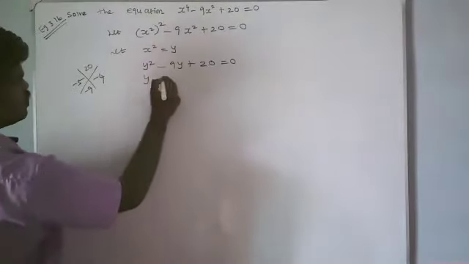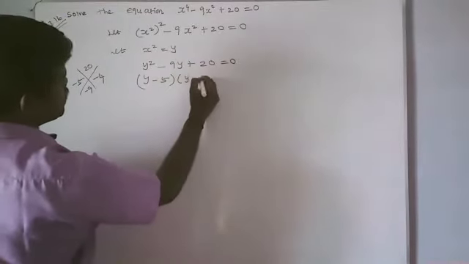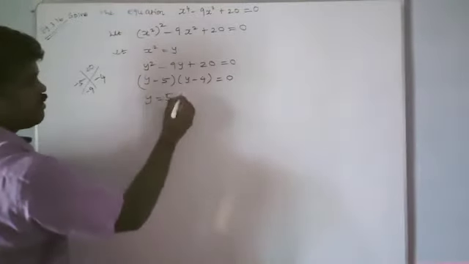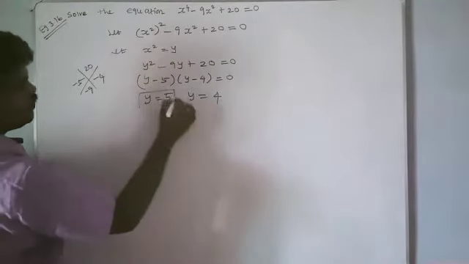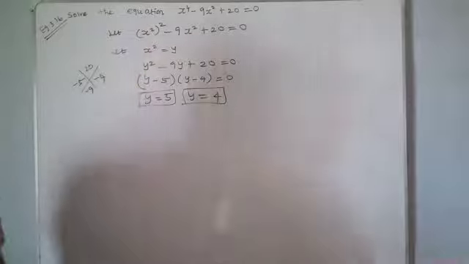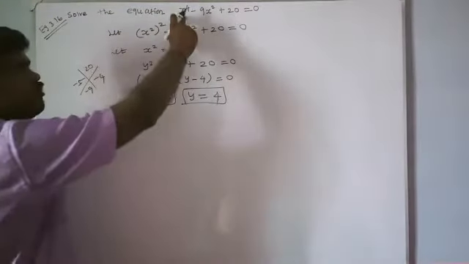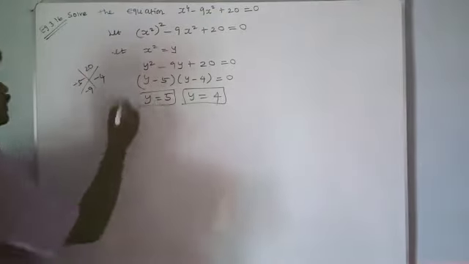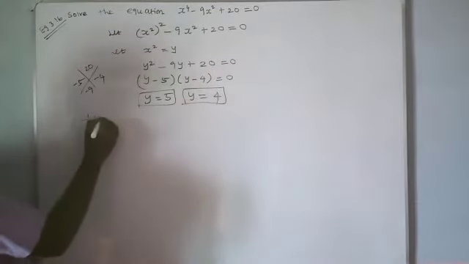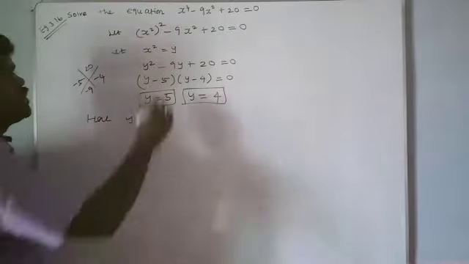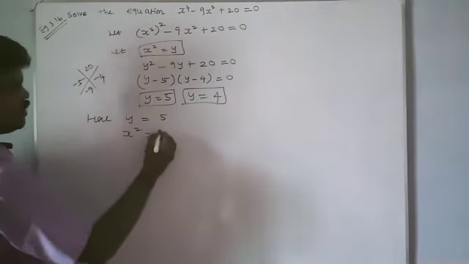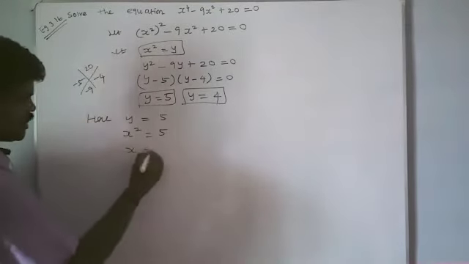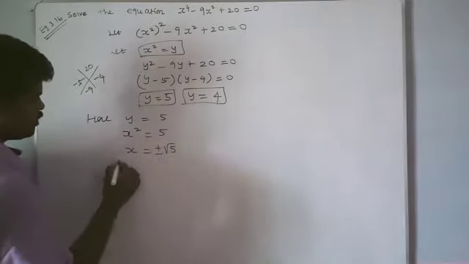So what are the values? y minus 5, y minus 4 equal to 0. Therefore y equal to 5 and y equal to 4. These are the roots of y, and we want to find the roots in x. So replace x square by y here. Here y equal to 5, means x square is equal to 5. Therefore x is equal to plus or minus root 5.